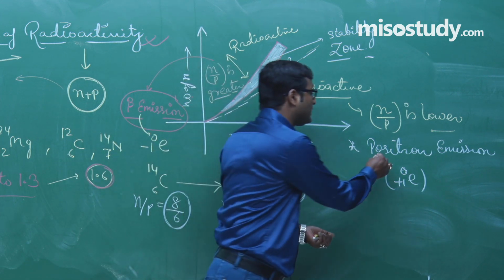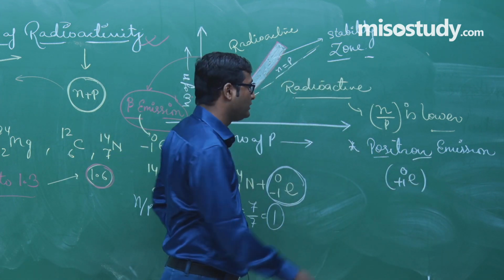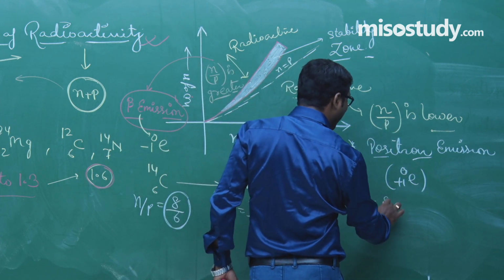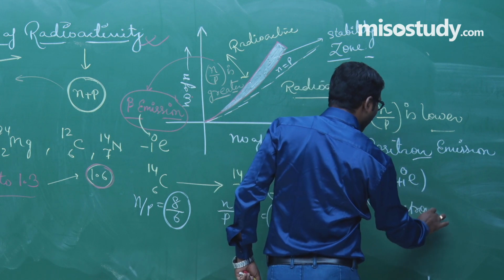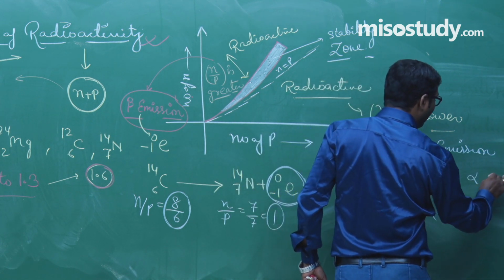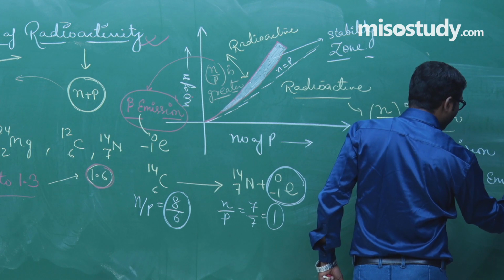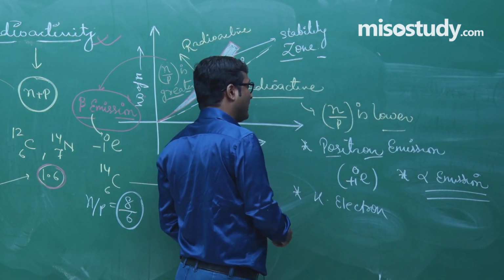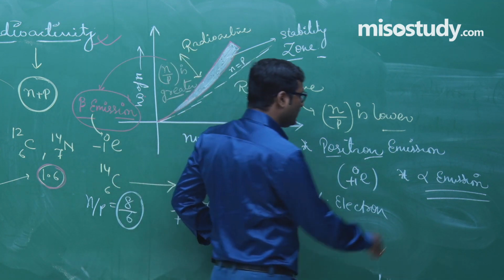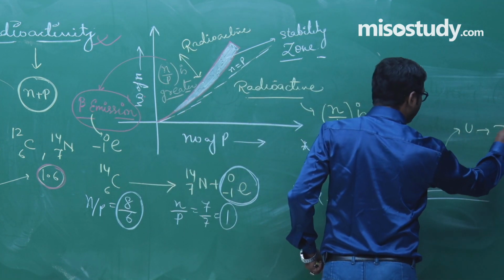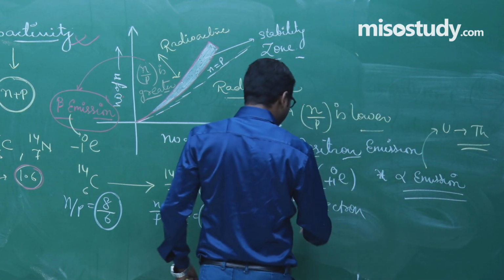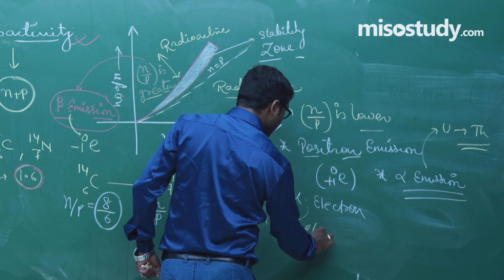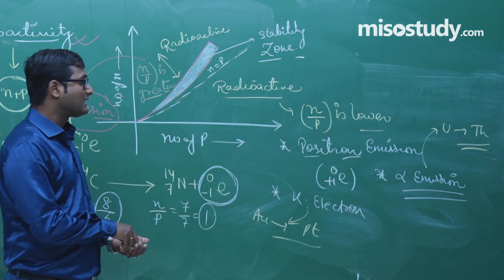In case of artificial radioactivity, two more things can increase the N by P ratio, that is K electron capture also. And for natural radioactivity, alpha emission also takes place. By alpha emission, the N by P ratio decreases. For example, uranium converts to thorium. Clear to you? For example, Au converts to Pt. Clear, my friend? These are the things.